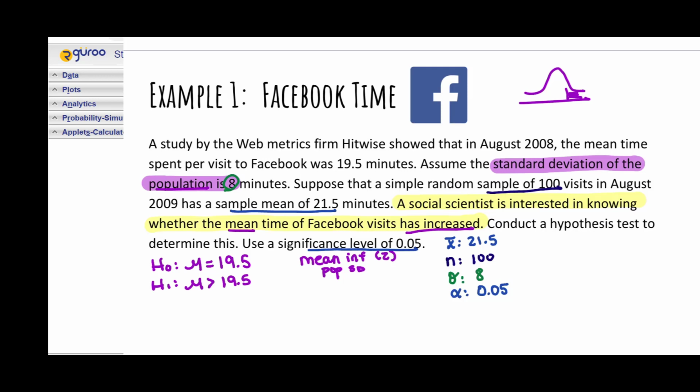Okay, and I think that we're good there. We have everything we need. We need the X bar, we need N, we need sigma, we need the significance level, and we need the alternate statement, which we have. We have all of those things.